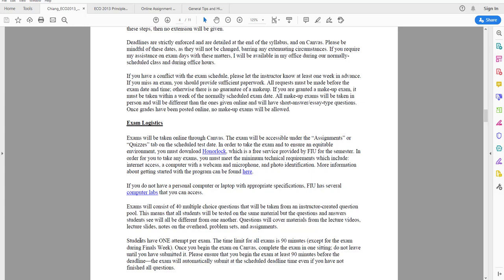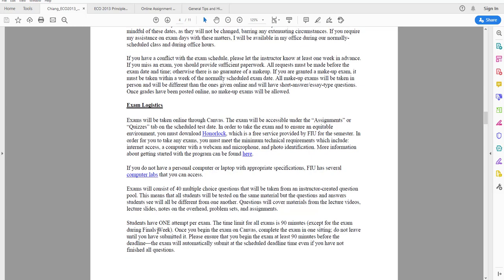Students are only going to have one attempt per exam, and the time limit for all exams is 90 minutes, except for the one during finals week. Like we said before, once you begin the exam on Canvas, you have to complete it in one sitting. Do not leave until you have submitted. If you leave before you submit it, the time is going to keep on clicking down until the 90 minutes is up, when the exam is going to automatically submit.